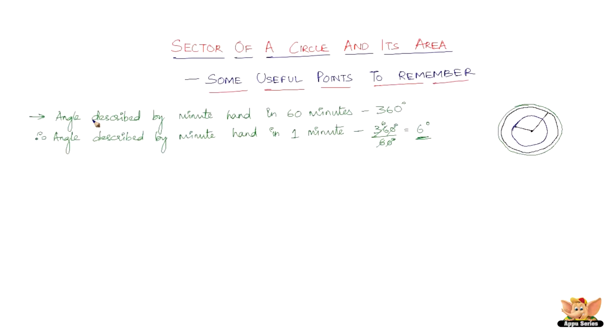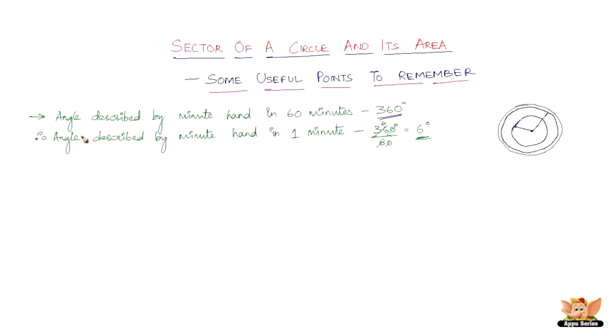Angle described by the minute hand in 60 minutes. If the minute hand finishes an entire 60 minutes, then it describes an angle of 360 degrees, right? It moves around one circle, so that angle is nothing but 360 degrees. So now what is the angle described by the minute hand in 1 minute? Well, it's going to be 360 degrees divided by 60 minutes.